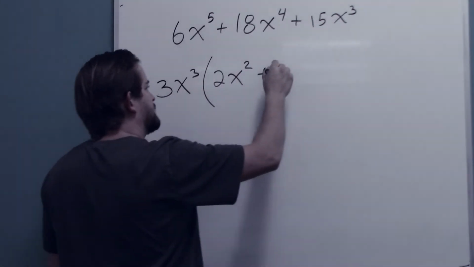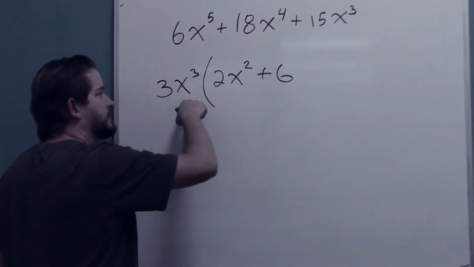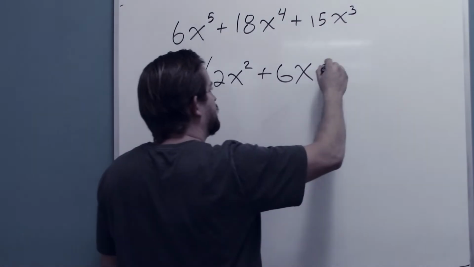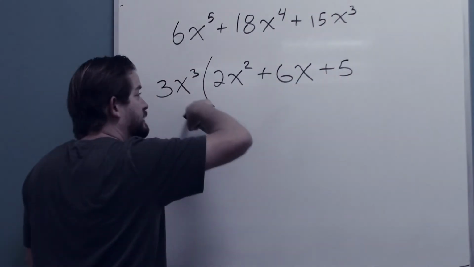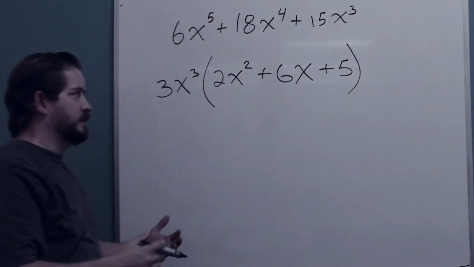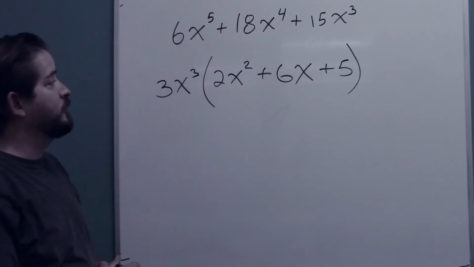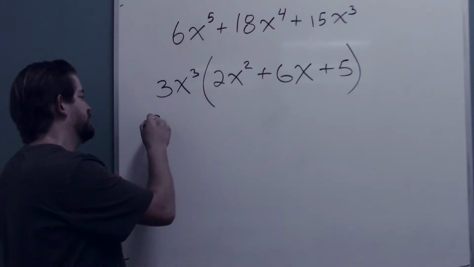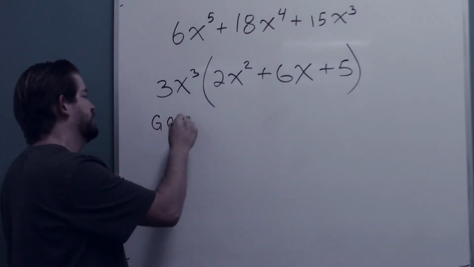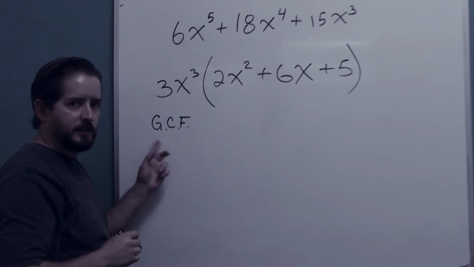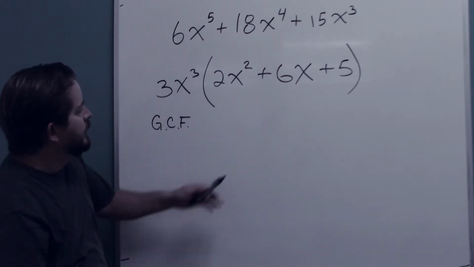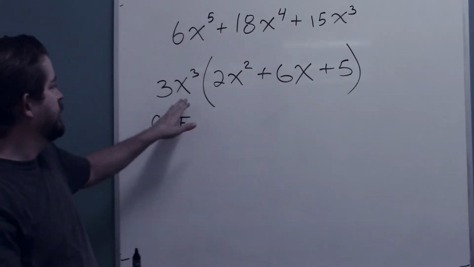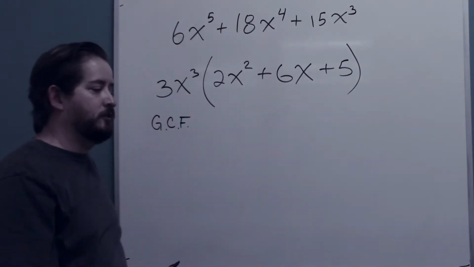18 divided by 3 is 6. X to the 4th over an x to the 3rd leaves me with an x. And then 15 divided by 3 is 5. X to the third over x to the third leaves me with just that 5. And this is my factored form. Right? And so we would call this the greatest common factor, oftentimes abbreviated GCF, right? And then the resultant from that factorization over here, and the product of those two things is the factored form.